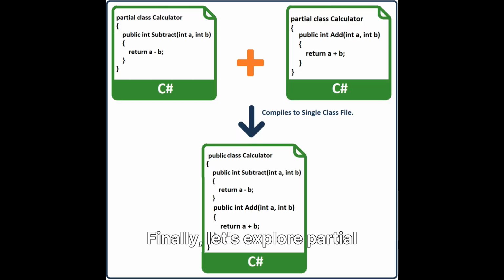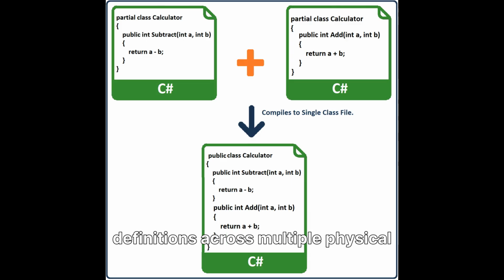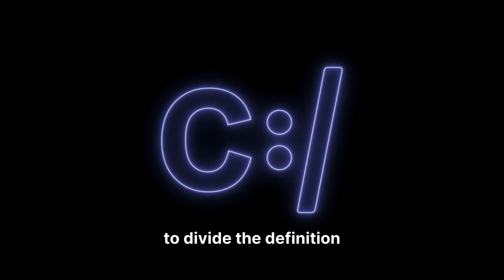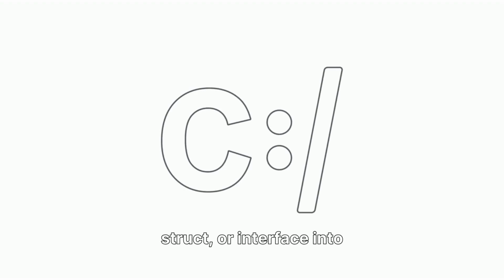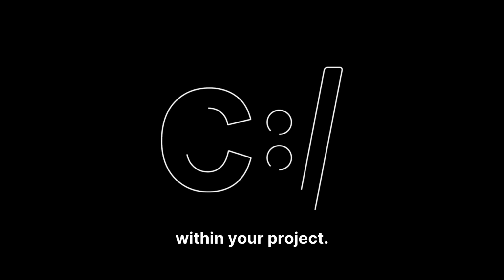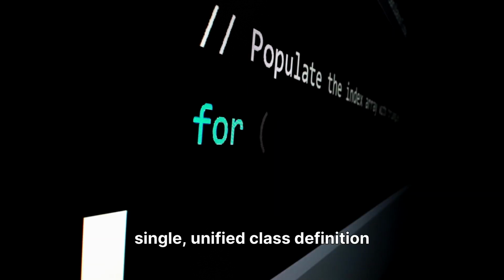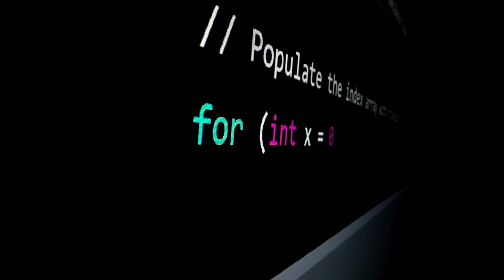Finally, let's explore partial classes, a unique C# feature for splitting class definitions across multiple physical files. Partial classes allow you to divide the definition of a single class, struct, or interface into several distinct physical files within your project. The C# compiler then intelligently combines all these fragmented parts into a single, unified class definition at compile time.